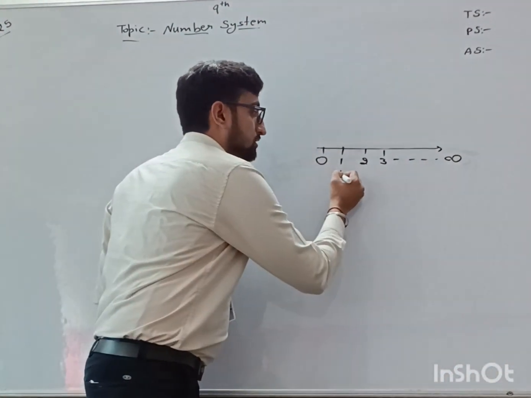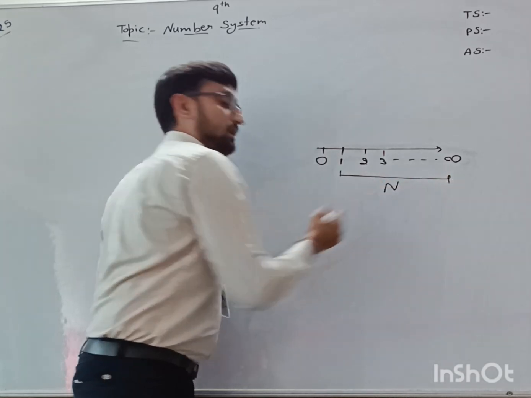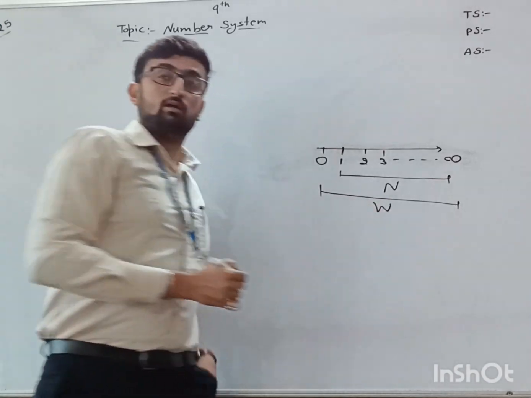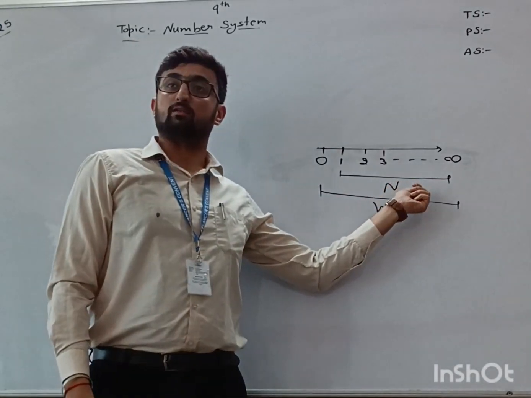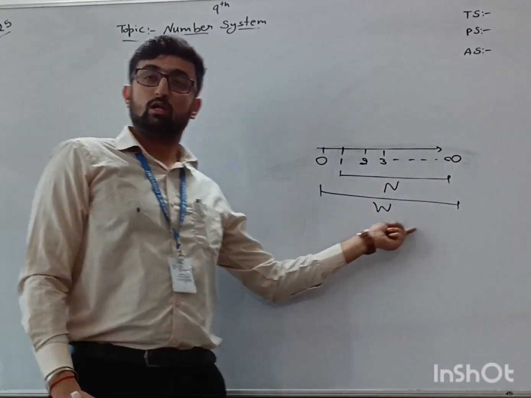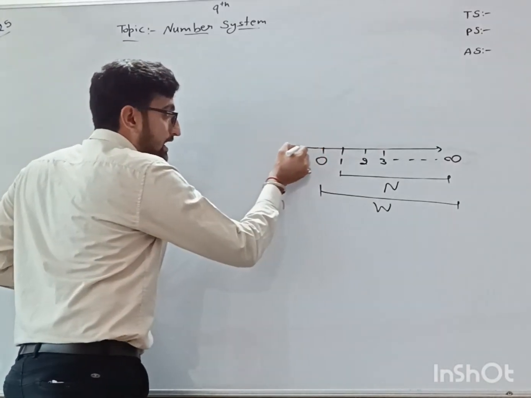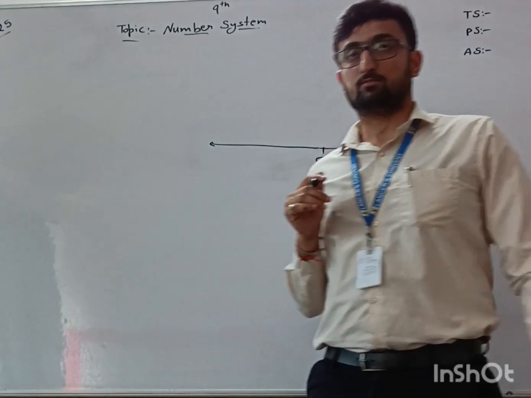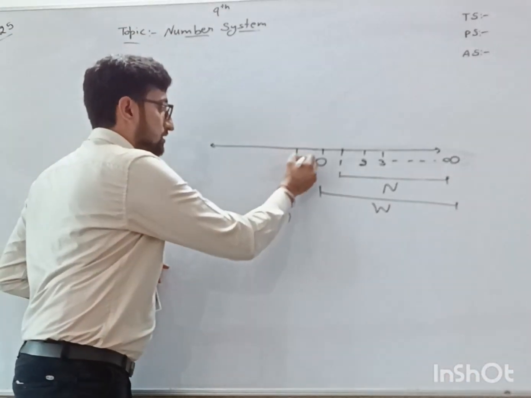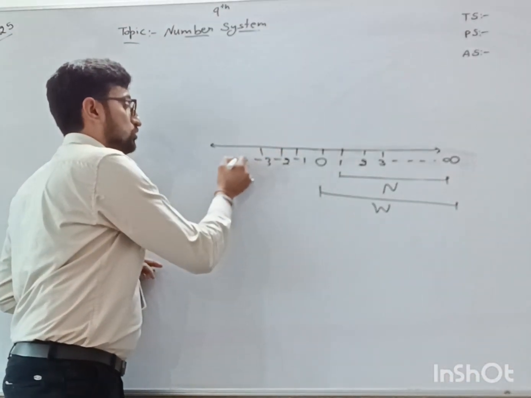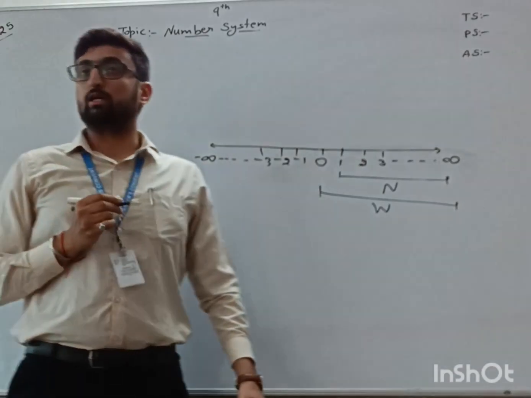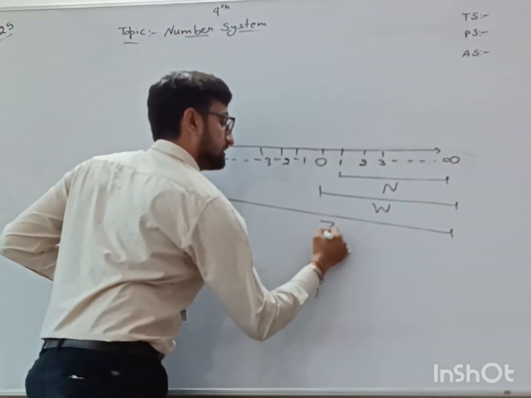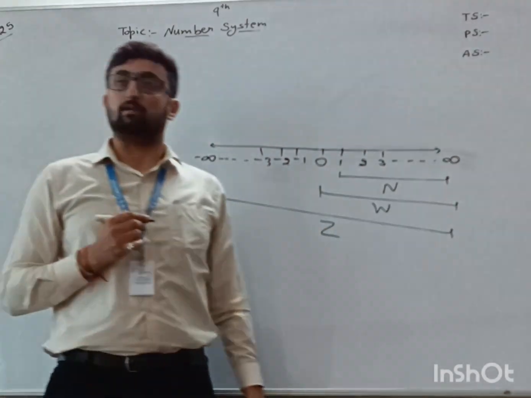So from 1 to infinity, we have natural numbers. If we added 0, it become whole number. The symbol for natural number is capital N. The symbol for whole number is W. What if I add some negative non-decimal or non-fractional number in this series? Like -1, -2, -3 goes up to minus infinity. Now what did it become? So now these numbers are integers, denoted by capital Z.